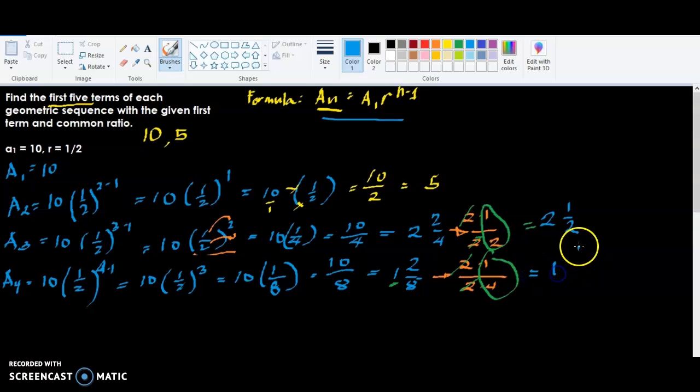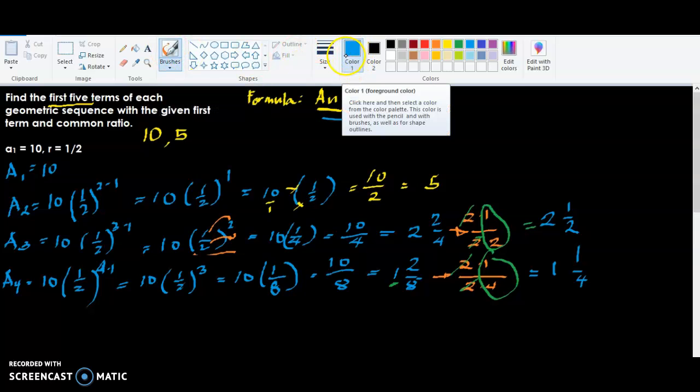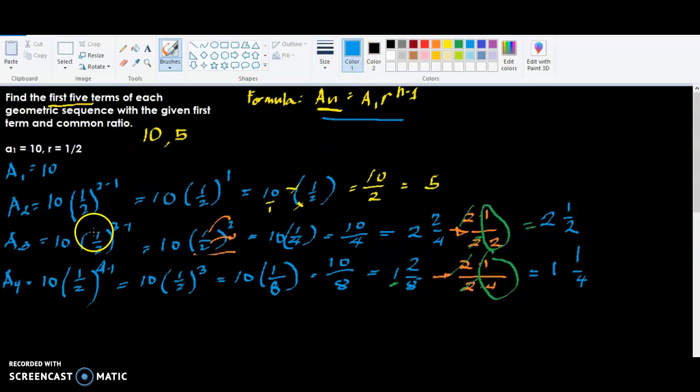Magiging 1 and 1/4 na siya. Next, let's have the fifth term. Okay. Sa exam, kung ang choices ay fraction or mixed fraction, express the solution in fraction. If the choices are in decimal numbers, express your solutions in decimal number.